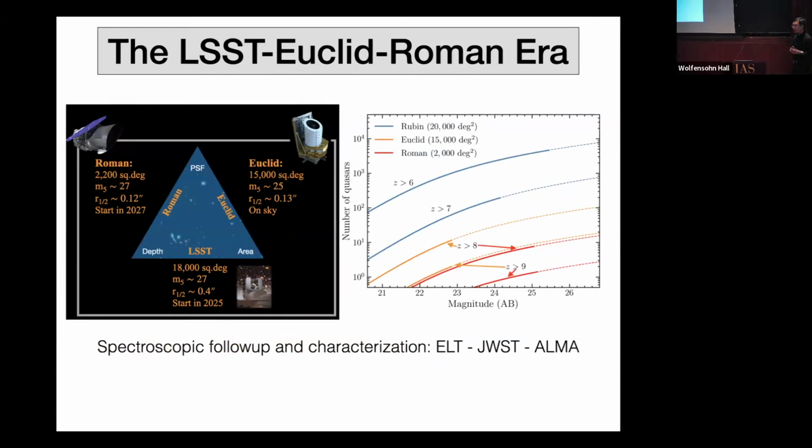And of course, Roman in a couple of years. And this is a prediction of the number of objects we can discover from the combination of Rubin, Euclid, and Roman, which should give you a sample of redshift 8 to 10 luminous quasars in the coming years.